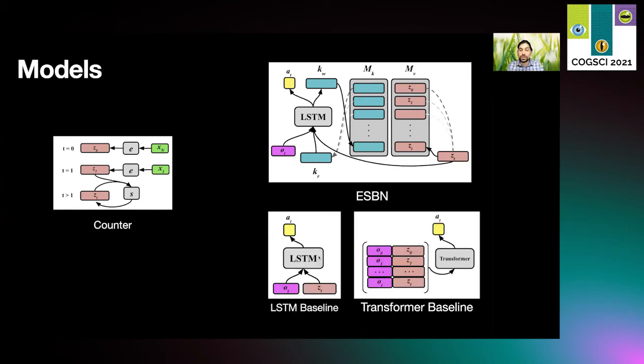The baseline models are a bit simpler. The LSTM baseline simply receives zt and the object vector and produces an action at each time step. And the transformer baseline receives the entire history of all the object vectors and count embeddings up until now, and then produces an action.